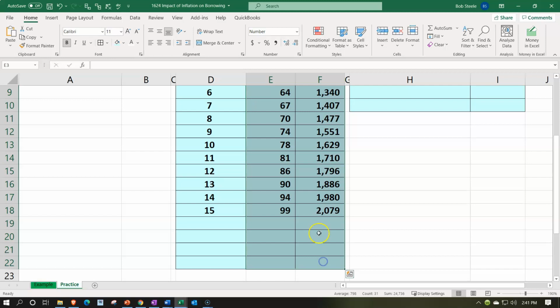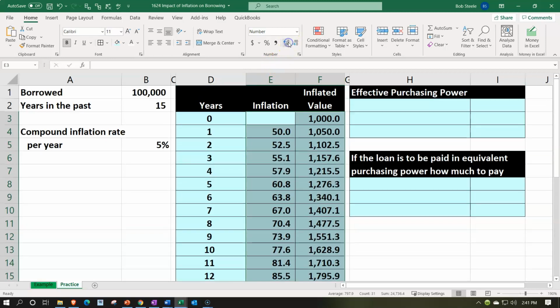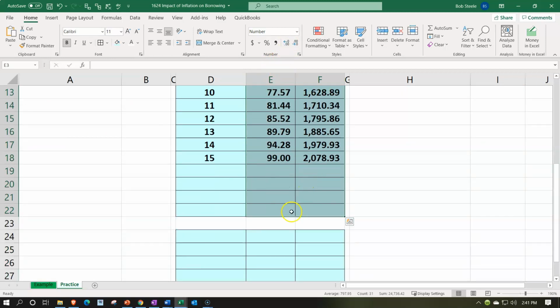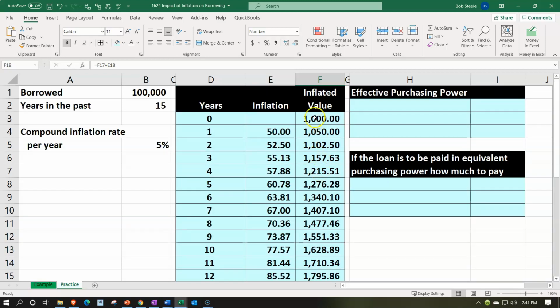I'll just select this whole column, go to the number group, add a couple more decimals there, so we get some pennies involved here. So if we compare that, that's basically where we would be. You could think about that as the equivalent future value, right? So in this scenario, after 15 years, that 2,078.93 has the same purchasing power in essence as the 1,000 15 years ago, due to the fact that there's 5% inflation that's being compounded.